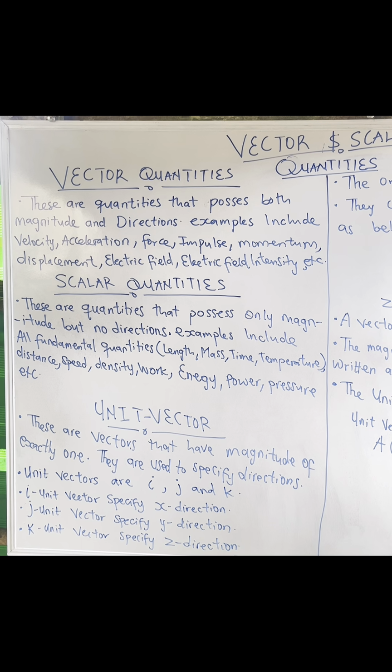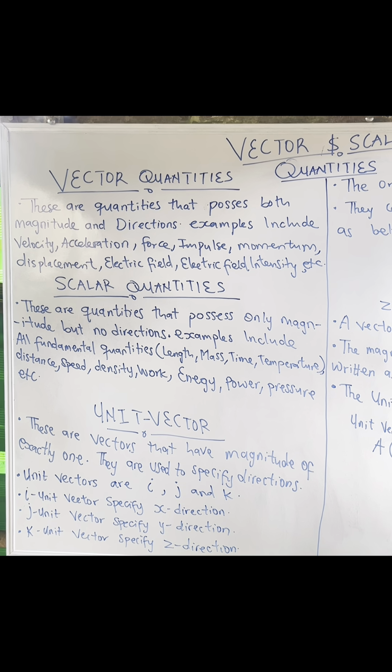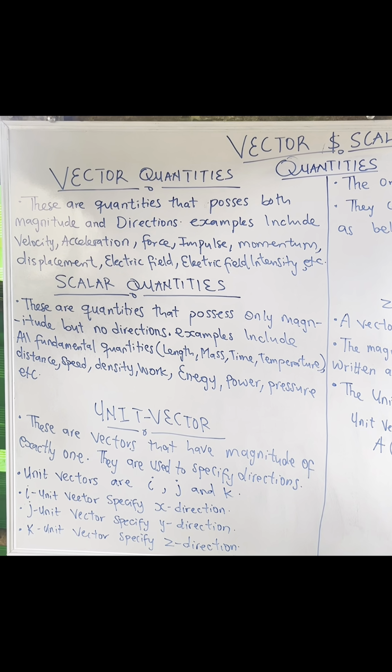Good day, everyone. Today we are going to be talking about vector and scalar quantities. Whenever we are talking about physical quantities in physics, we have fundamental quantities and derived quantities. Physical quantities in physics can also be classified into vectors and scalars. Vector quantities are quantities that possess both magnitude and direction.